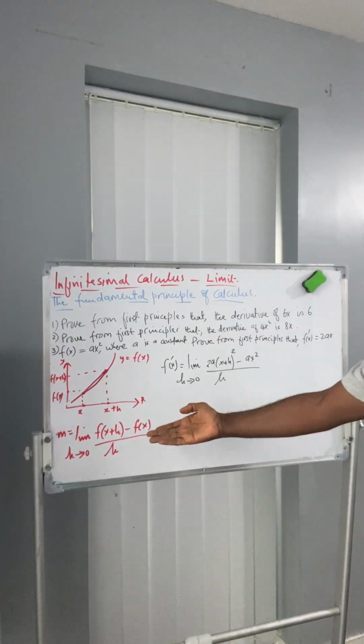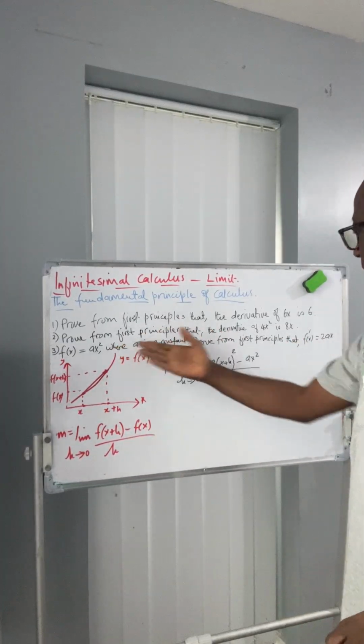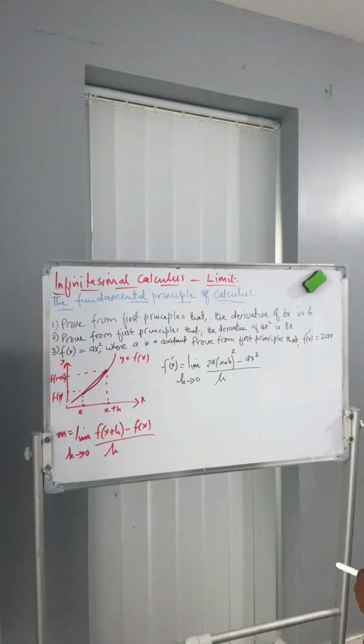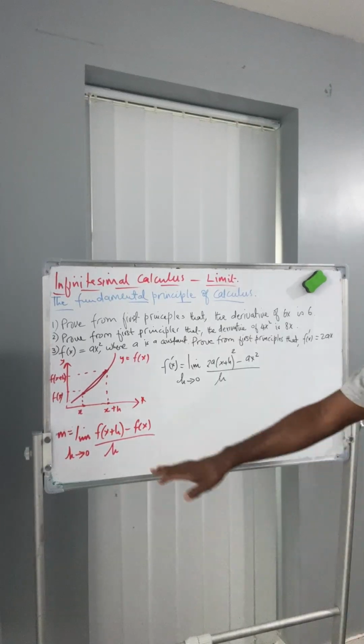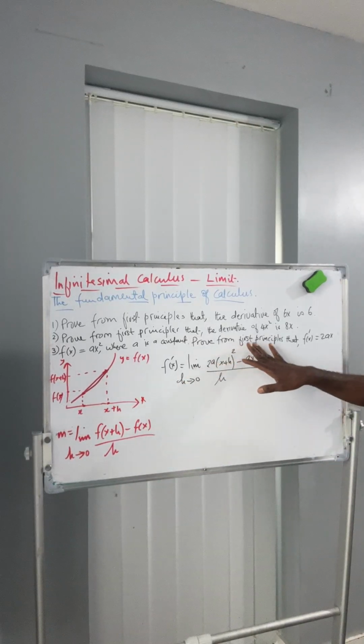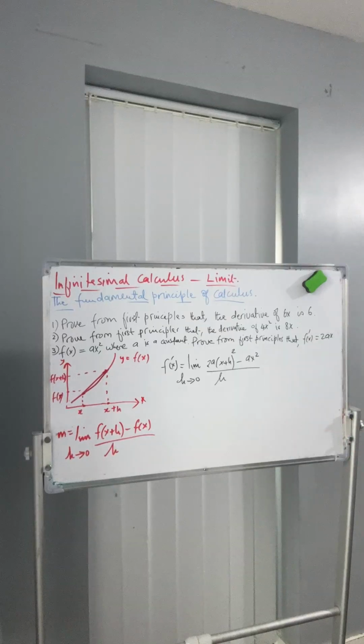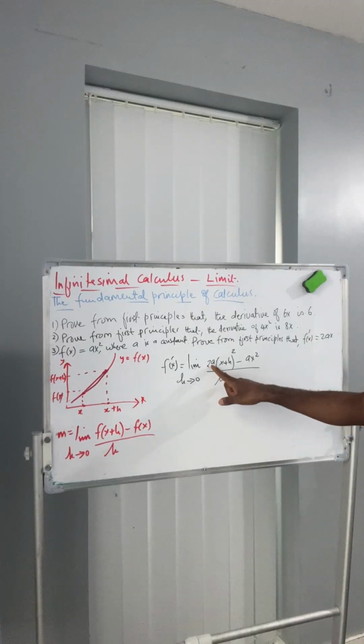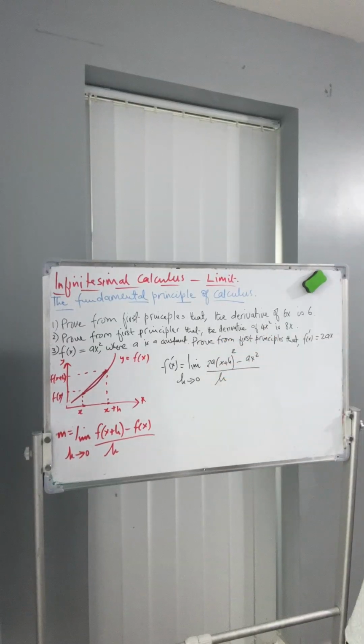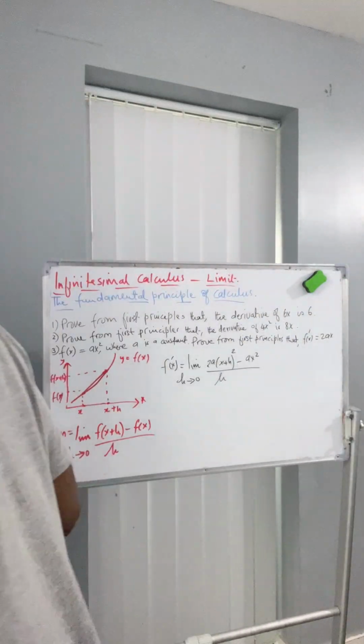I've used the first principle to represent this problem like this. This is what you get, because we're asked to use first principles. This a is a constant. That's why it's outside the bracket. It's a placeholder, holding the place of a number. That number we don't know.